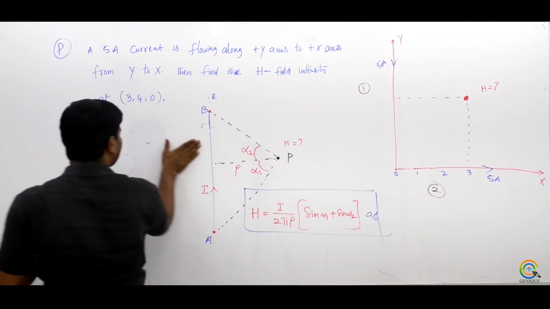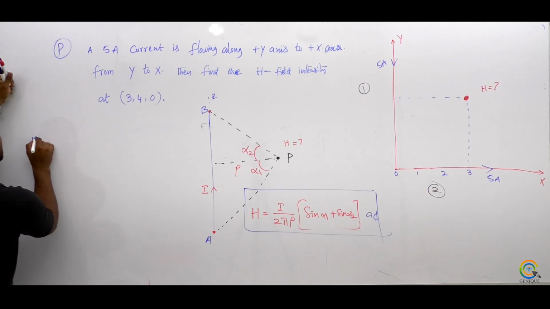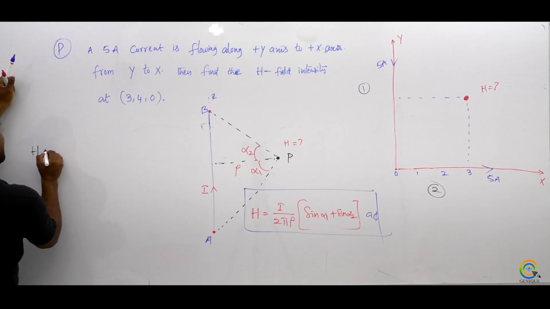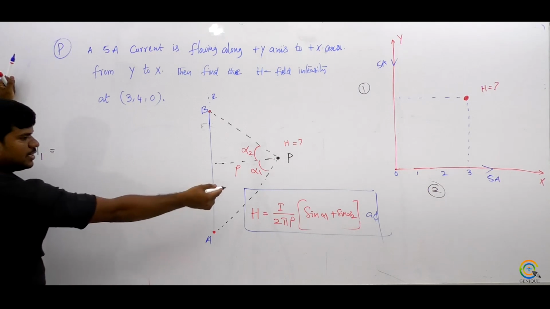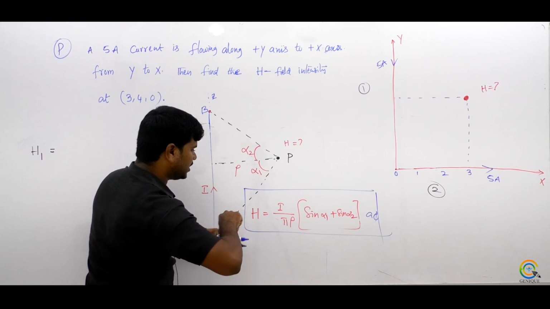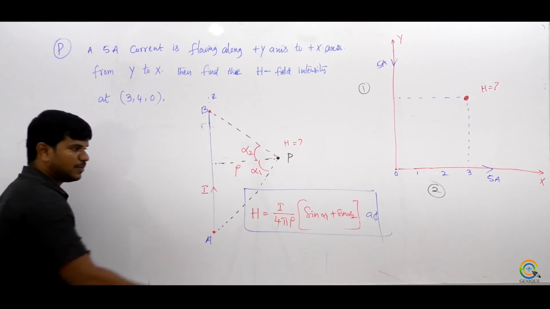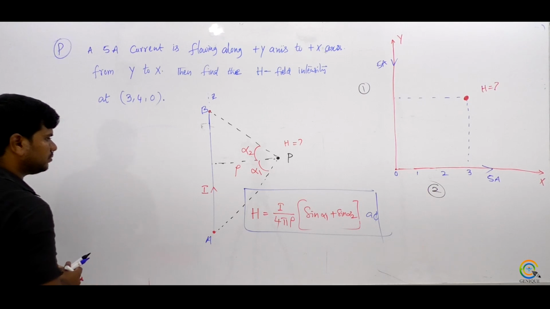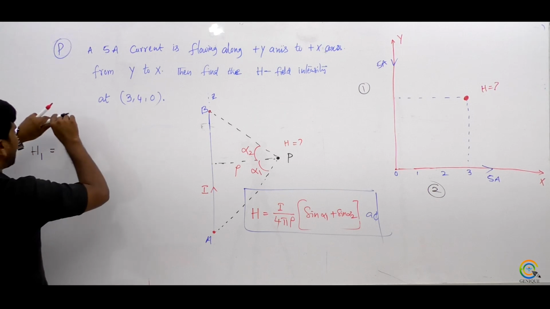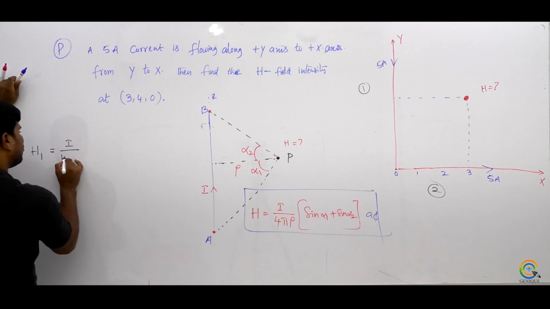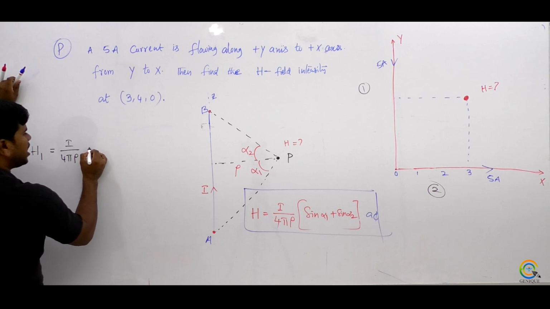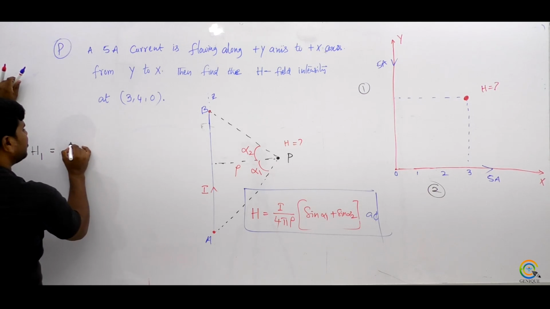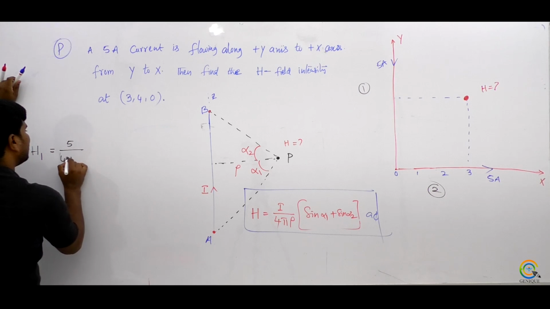First of all, I want to find the magnetic field intensity due to the first line, H1. Sorry, it is not 2 pi rho, this is 4 pi rho. Observe and correct it. This will be equal to I divided by 4 pi rho times sin alpha 1 plus sin alpha 2. What is I here? I is 5, so 5 divided by 4 pi rho.